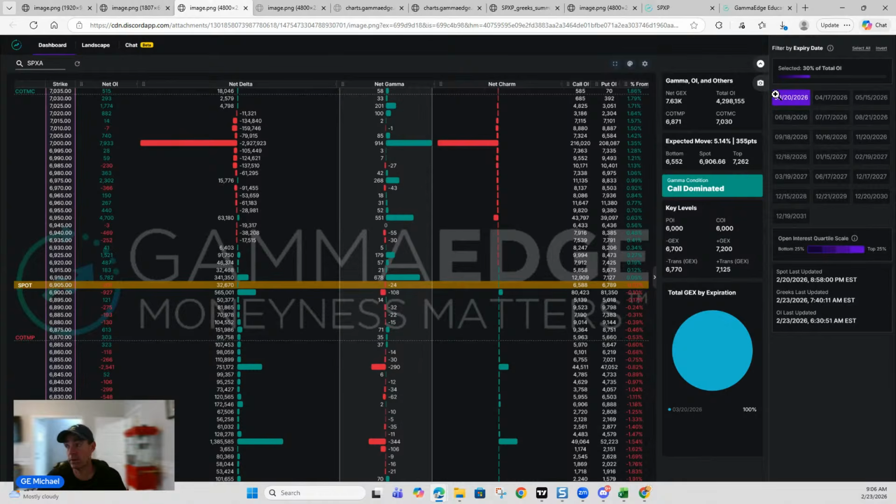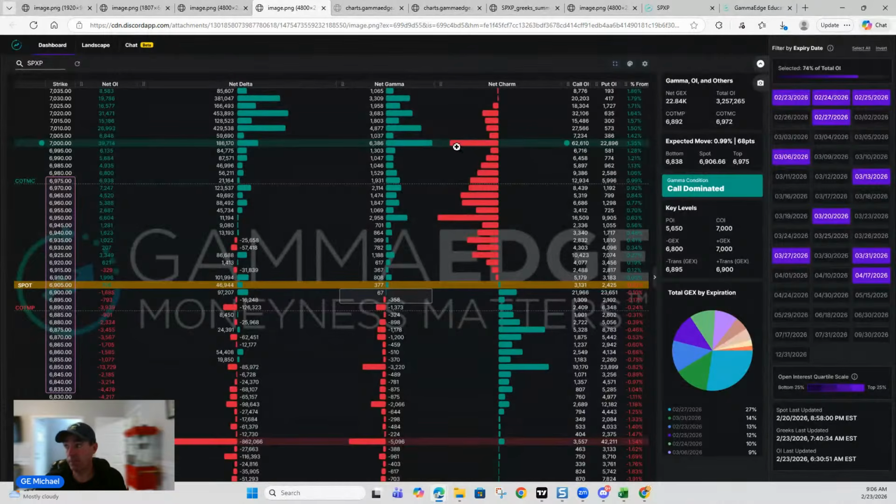And we'll watch where this capital is deployed after the monthly expiry for the March OPEX. All right, moving on to the SPXP. Again, upper quartile picked via our web app here. So these are the highest weighted total OI expiries within the next few weeks to months, as noted over here, 74% of total OI. We are call dominated.